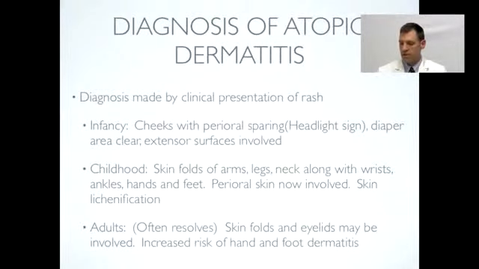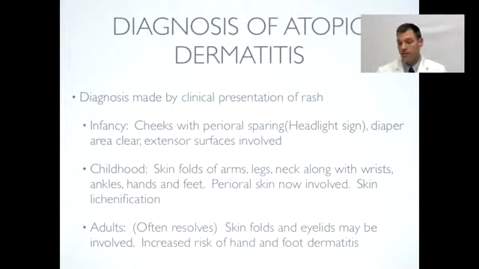In childhood, atopic dermatitis changes to involve the skin folds of the arms, the flexural aspects of the arms, the skin folds of the legs. Also, the perioral skin tends to become more involved in childhood. The skin also can become thickened, or what we call lichenified, from chronic scratching.